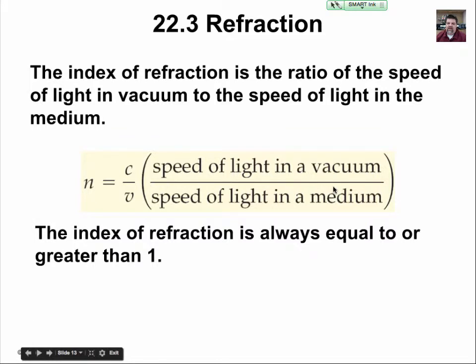Now, the speed of light in a vacuum is 3 times 10 to the 8th meters per second, and there's really nothing to slow the light down, so that's the fastest light can propagate. However, when you travel through a medium, it's going to slow down. So your number here on top is always going to be bigger than the number on the bottom, which means that the index of refraction will always be equal to 1 or greater than 1.